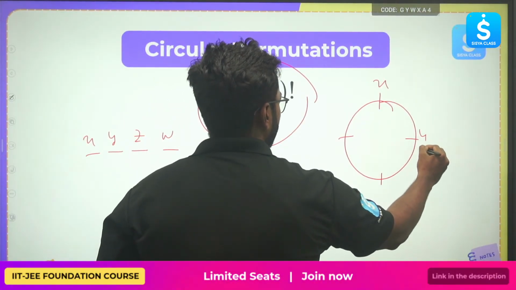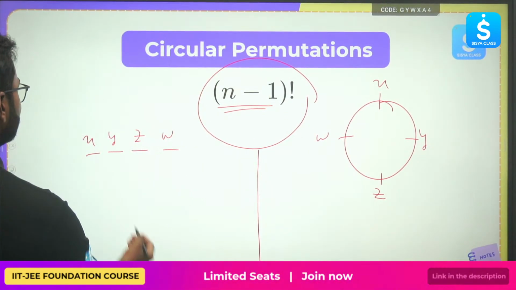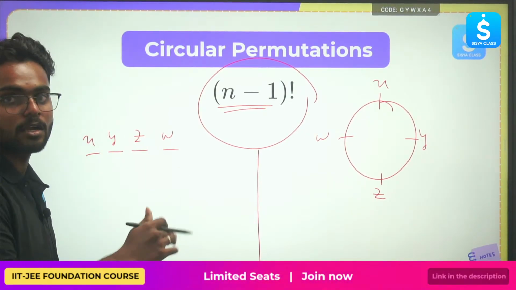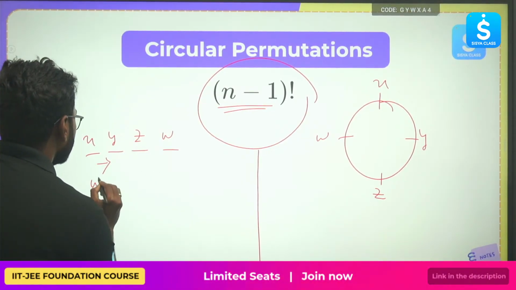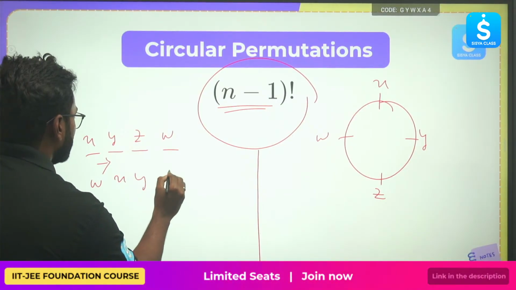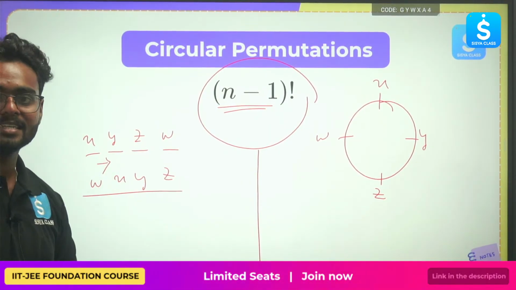X, y, z and w. Now in this case, let me push x to one place on the right hand side. That would be w. If x goes here, let me write x, y and z. If you see, every position of every term is changed.